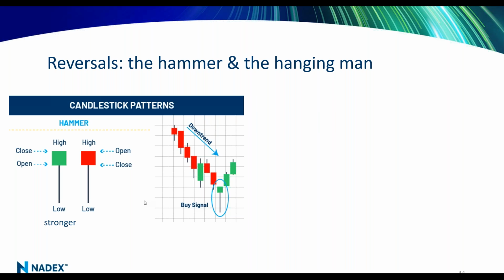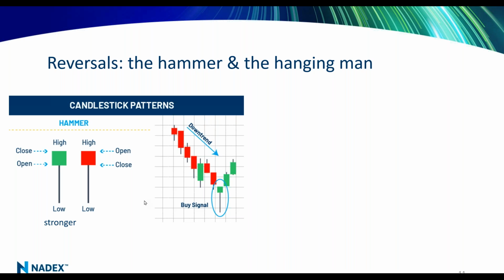Now, there are two types of hammers. There are green ones and red ones. Notice on the green one, it opened, there's this long tail down, but when it closed, it was slightly higher. That is actually a stronger signal.